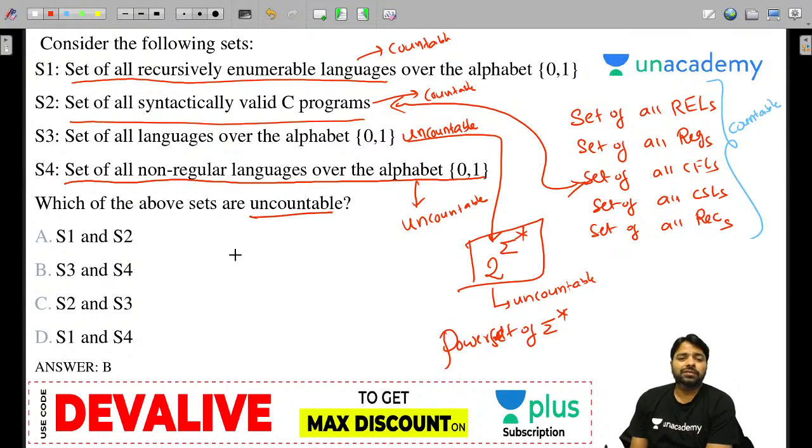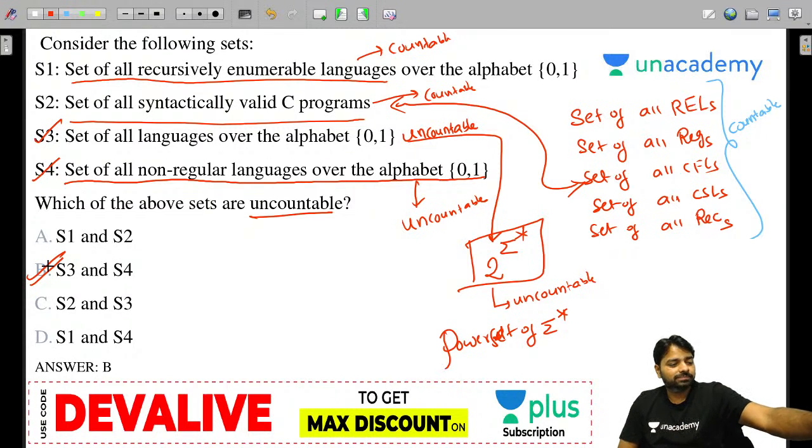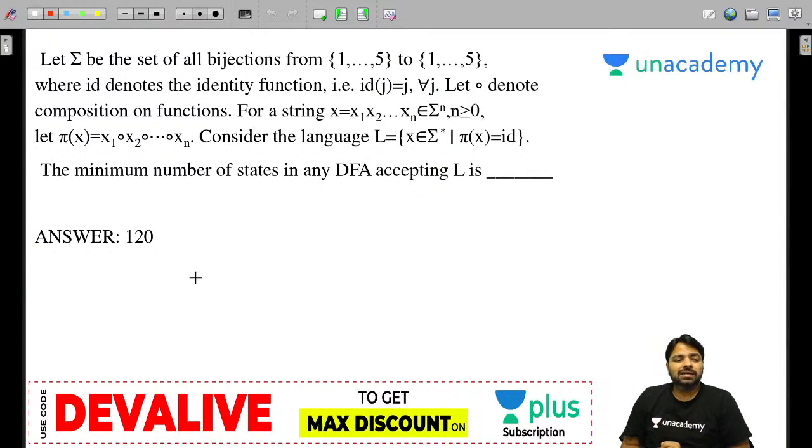Here, which of the above sets are uncountable? We have S4 and S3. So S3 and S4 are uncountable, guys. Now, most of the questions which are conceptual, you need to use mathematics and the implications, and this requires mathematical knowledge.